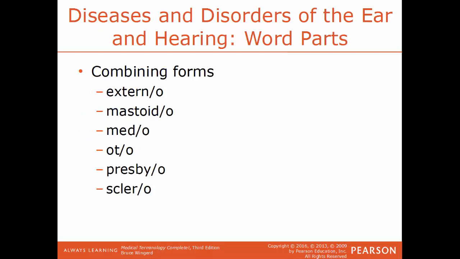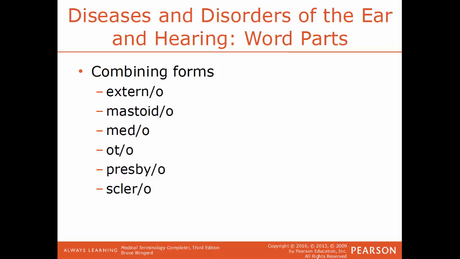Alright, now we'll talk about some diseases and disorders when it comes to the ear and hearing. Some of the word parts. Some common combining forms that you'll see. Externo is a reference to outside or being external. Mastoido is a reference to the mastoid, which is a process found just behind the ear, a feature of the skull. Medio is a reference to median or the middle.